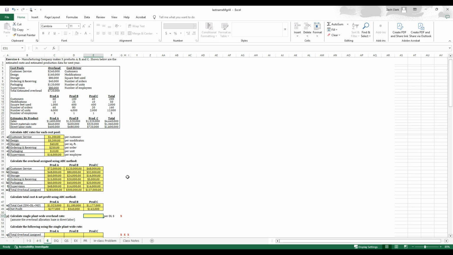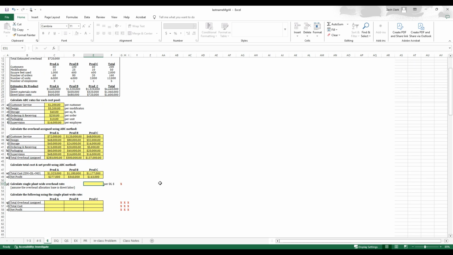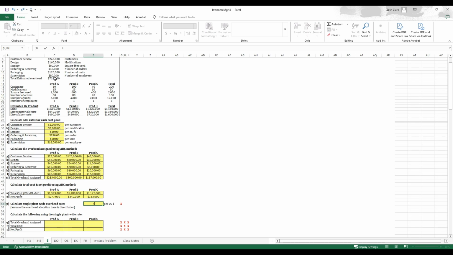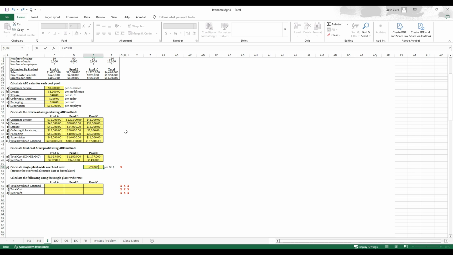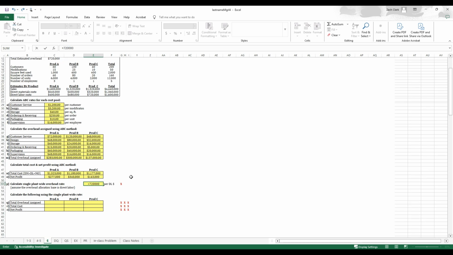Now let's do this kind of more simplified method and compare those outcomes. And so if we're going to calculate a single plant-wide overhead rate based on direct labor, then we're going to want to take our total estimated overhead, so 720,000, which is the sum of all the amounts there. And we're going to divide that by total direct labor costs, 1,600,000, to get 45 cents of overhead per direct labor dollar. And then we're going to use that. Again, we're using direct labor dollars as our driver there, as our base for allocation.